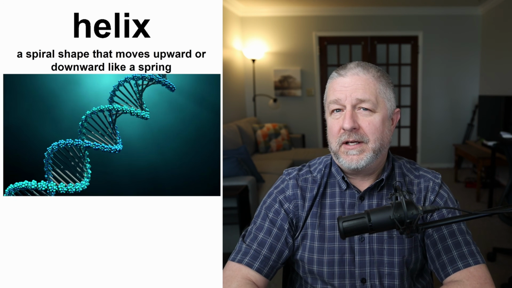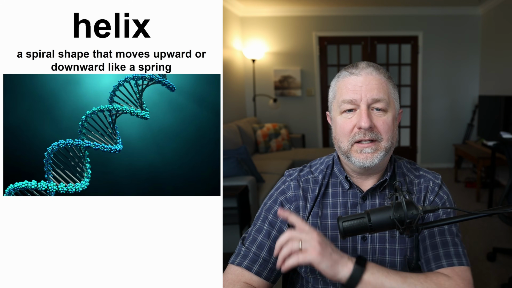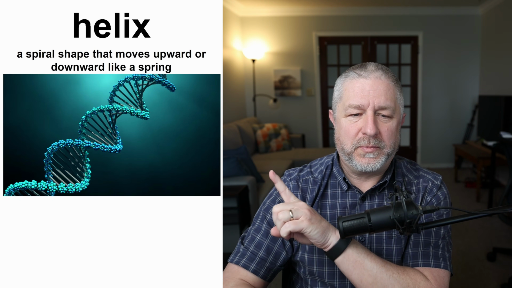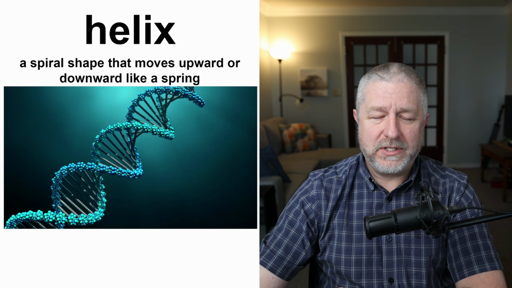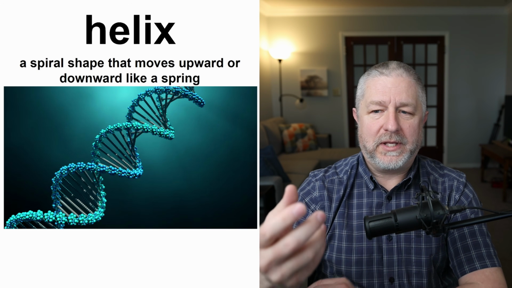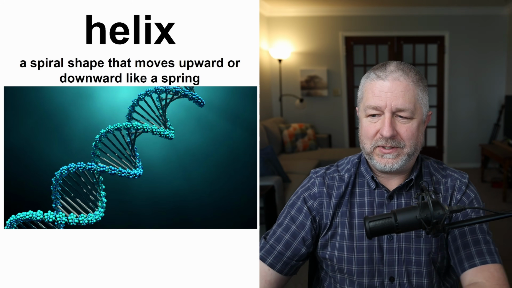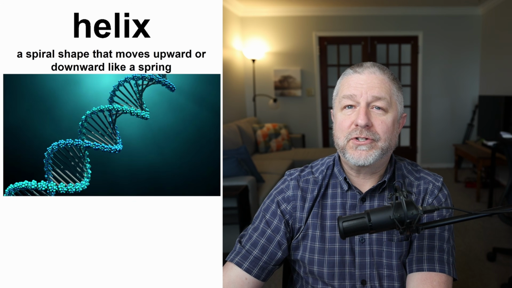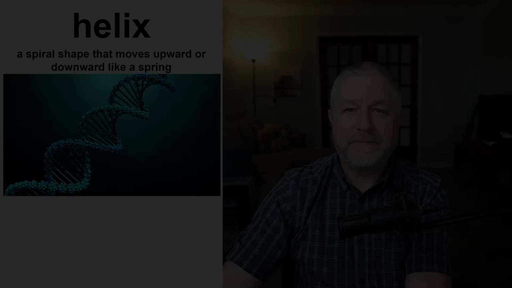And then helix. I think most of us are familiar with the double helix, but a helix is a spiral shape that moves upward or downward like a spring. This word is not used a lot in the English language, except to talk about our DNA and to talk about the double helix, which is, I guess, two helixes that go around each other that are connected. So helix, a spiral shape that moves upward or downward like a spring.